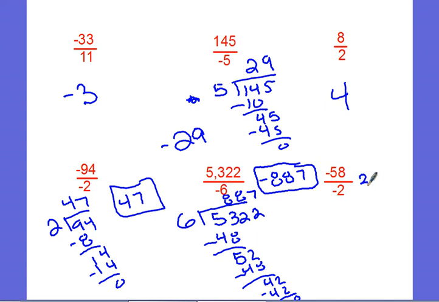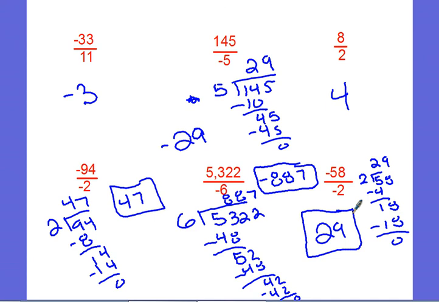And over here, 2 into 58. 2 times 2 is 4, so 2, 1, 8, and 9. So that's going to be a 29. I have an even amount of negatives, so my answer will be a positive.